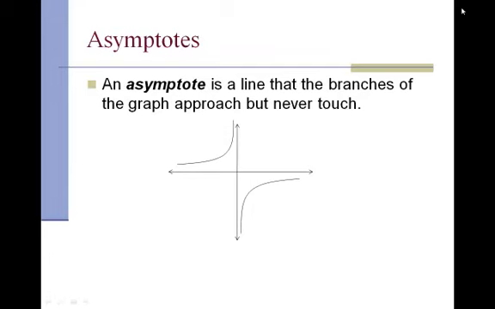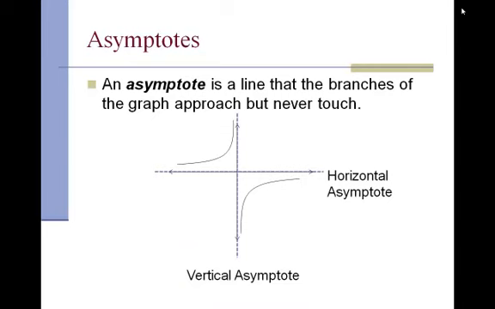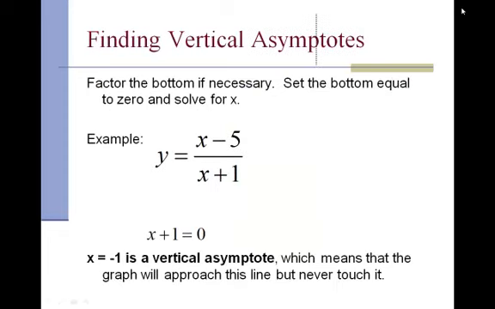A rational function graph has what's called asymptotes. An asymptote is the line that the branches of your graph will approach, but they'll never touch. Then you can have vertical asymptotes, or vertical lines that your branches would approach but not touch, or you can have horizontal asymptotes. These are horizontal lines that your graph approaches but never touches. You can have either one or both when you graph a rational function.